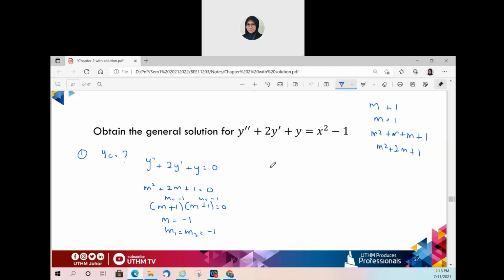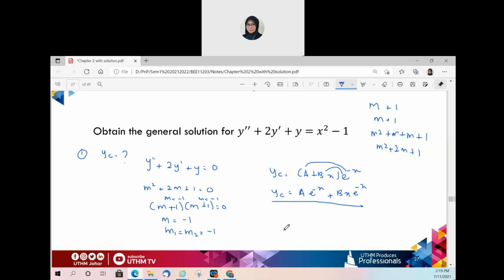Okay, then this is the second case. Second case, which means your yc will be A plus Bx, exponent. m is minus 1x. Right? Betul? Okay, ataupun kita darabkan kita dapat, this one times this one you get Ae minus x plus this one times this one you get Bxe minus x. So this is your yc.